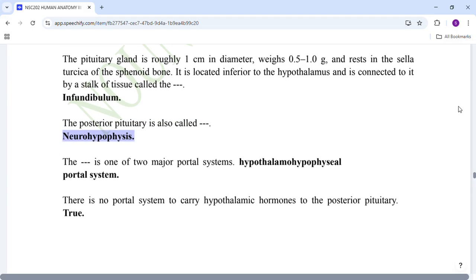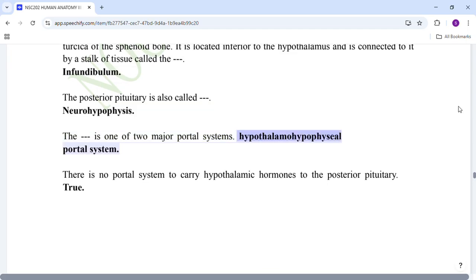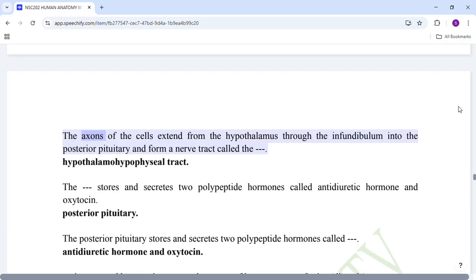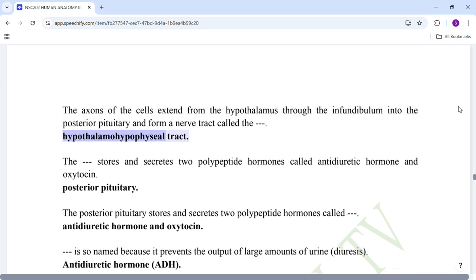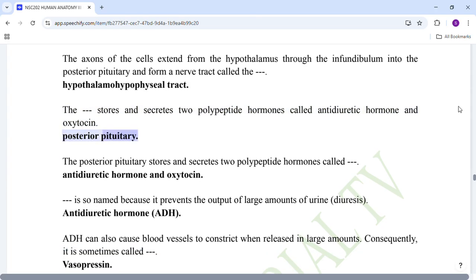The posterior pituitary is also called the neurohypophysis. The hypothalamo-hypophyseal portal system is one of two major portal systems. There is no portal system to carry hypothalamic hormones to the posterior pituitary. True. The axons of the cells extend from the hypothalamus through the infundibulum into the posterior pituitary and form a nerve tract called the hypothalamo-hypophyseal tract. The posterior pituitary stores and secretes two polypeptide hormones called antidiuretic hormone and oxytocin.